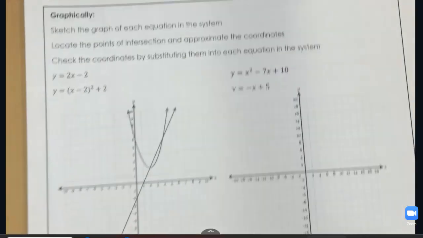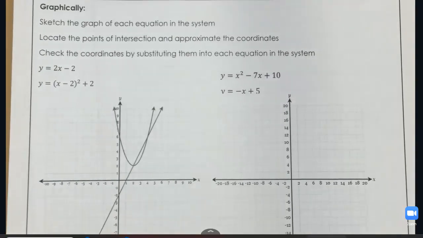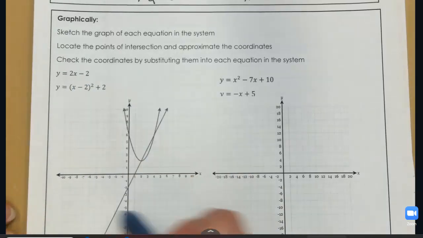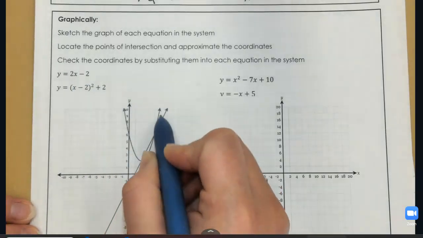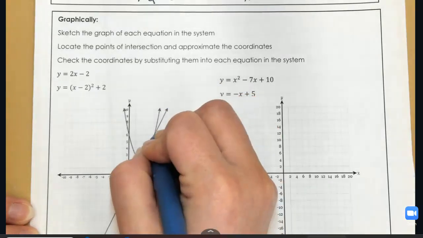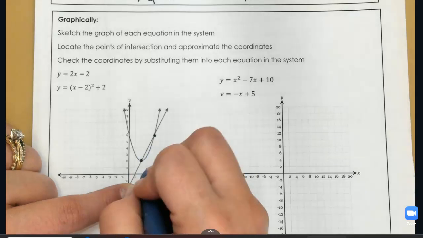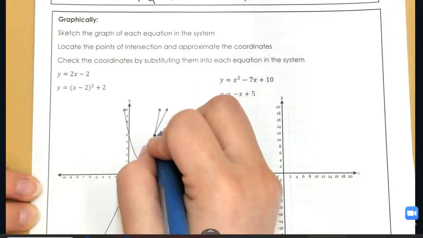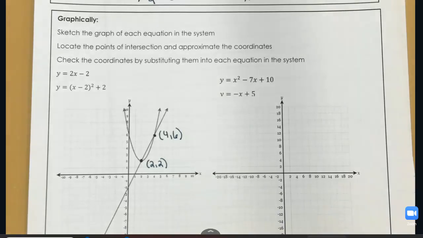We can also do this graphically. So if you're already given the two graphs, that is super nice and easy. You can just look for where they intersect. So here are my two equations. They're already on the graph. I have my parabola and my linear line. And I'm looking at the 2 points where they intersect, and this one here is at 2, 2, and this one over here is at 4, 6. So there are my two solutions.